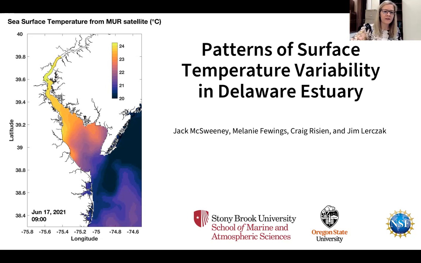In this figure on the left here, you see sea surface temperature data measured by satellite. This is a snapshot, so we're looking at June 17th, 2021. And in this case, you see warm temperatures up estuary compared to relatively cool temperatures at the mouth and in the ocean. And this is, again, just a snapshot. And today we're going to talk about what the patterns of temperature variability are in the estuary along the axis of the estuary and how this varies in time.